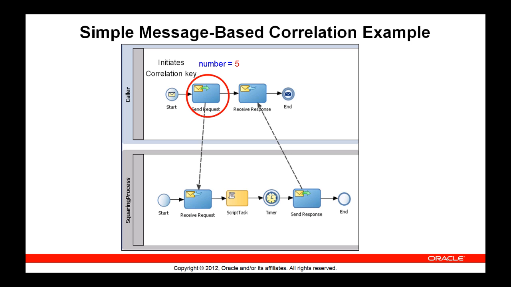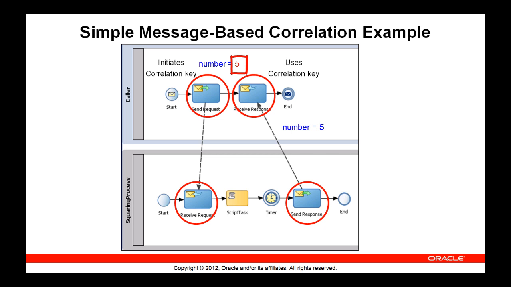The squaring process is instantiated when the receive request task is executed. Receive tasks can be configured to start the process when used with a none start event, as you see here. The squaring process receives some data from the calling process that includes number. It calculates the square of that number, delays execution for 1 minute, which makes it easier to test this scenario, and then responds to the caller from the send response task, returning both the number, whose value is still 5, and its square. The caller determines which instance of the squaring process has the response it's looking for by using the correlation key to match the number value returned in the response.